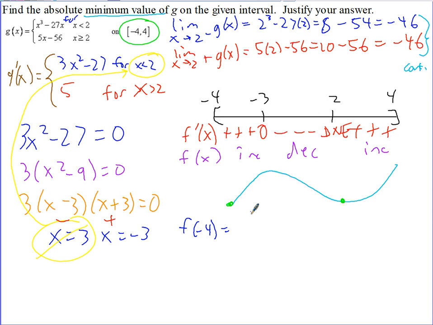So for negative 4, you would use this top piece here. So you'd have negative 4 cubed, because it's less than 2, minus 27 times negative 4. Well, negative 4 cubed is negative 64. 4 times 27 is 108, and the negatives cancel out. And that gives you 44. And we're looking for the lower value, remember? That's the minimum. And let's compare that with 2.